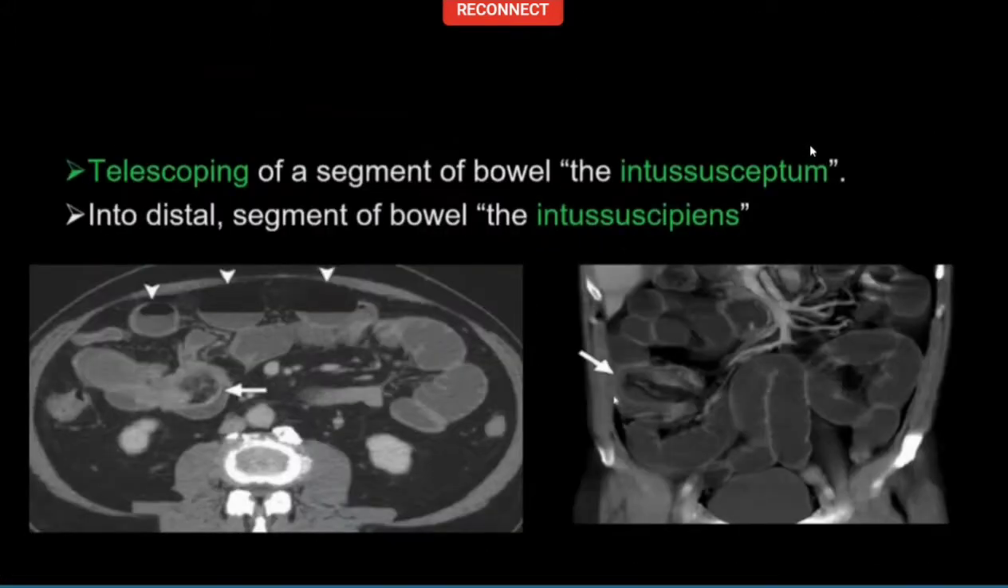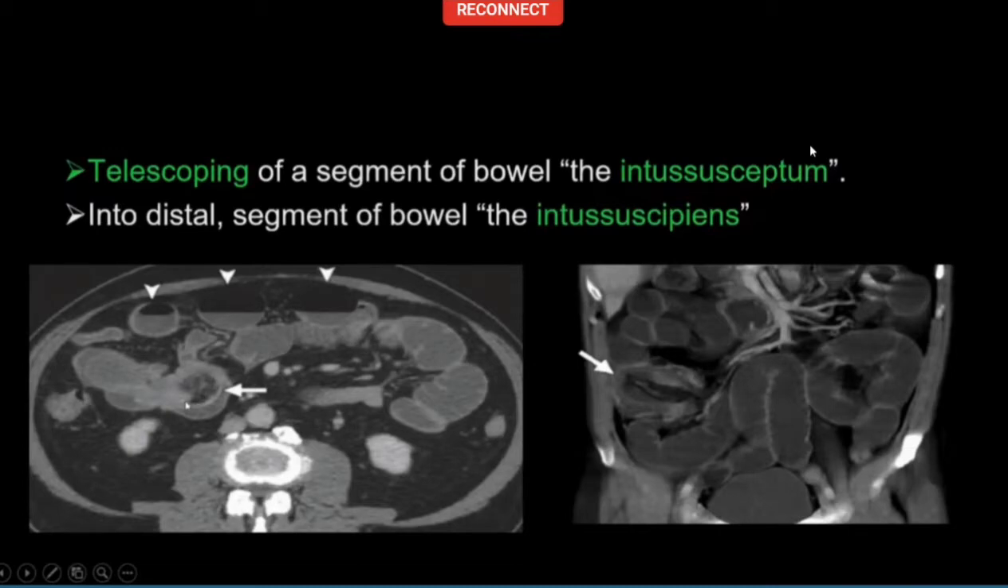Moving towards intussusception. Now, from where does intussusception come? It has two components, intussusceptum and intussuscipium. So, intussusceptum is the telescoping segment of bowel, whereas intussuscipium, that is the recipient, is the distal segment which is receiving this telescoping segment.